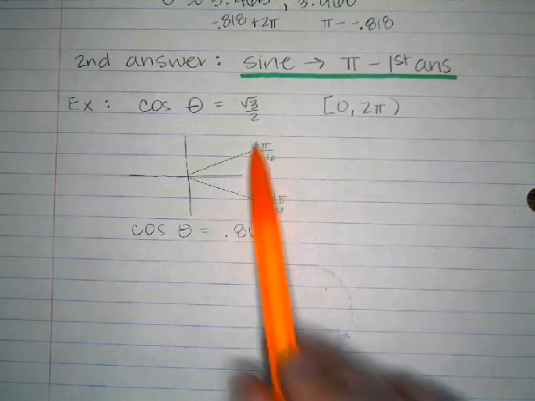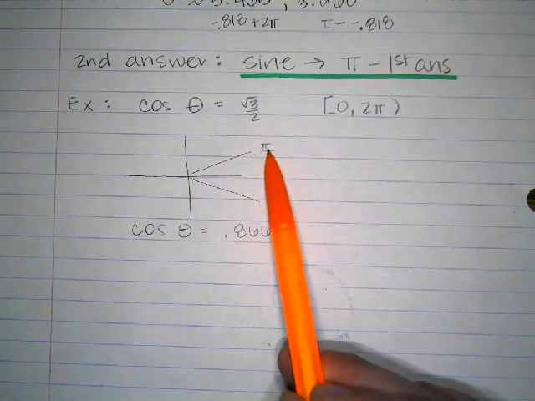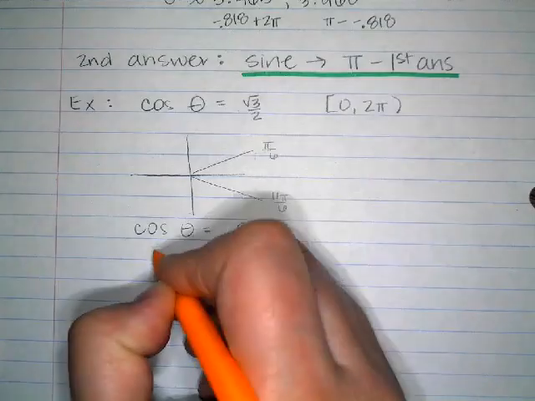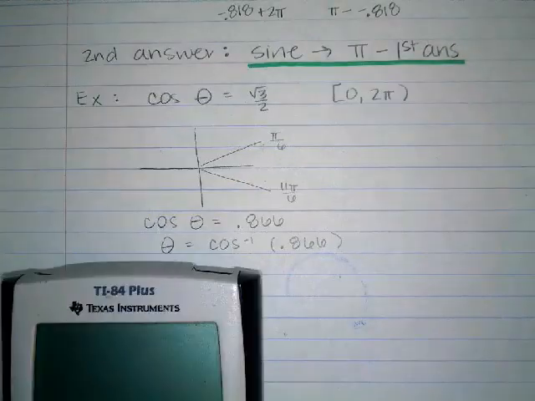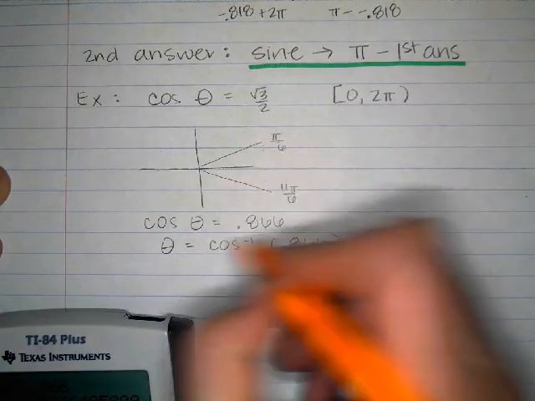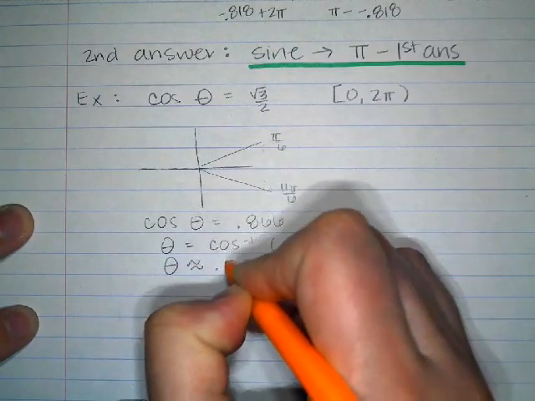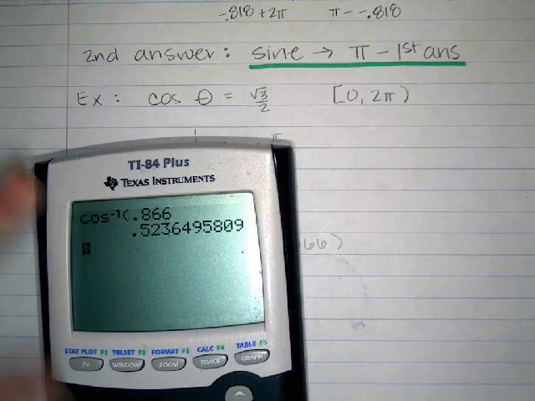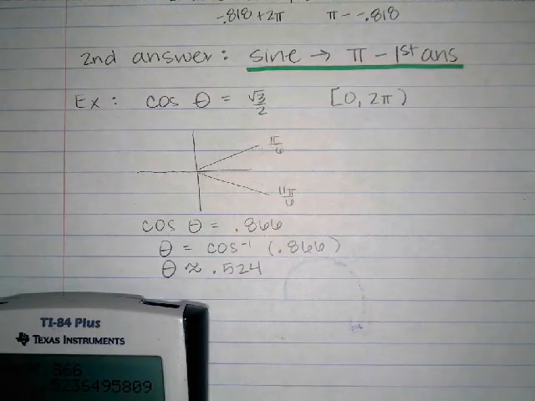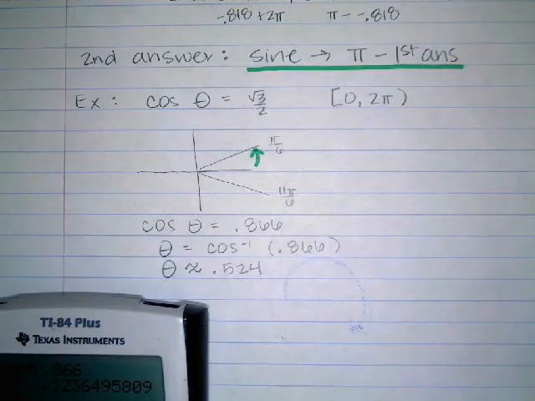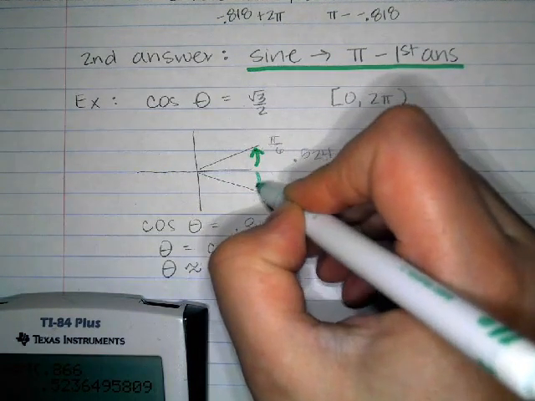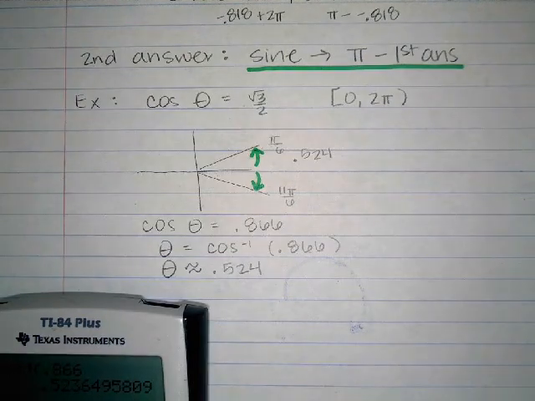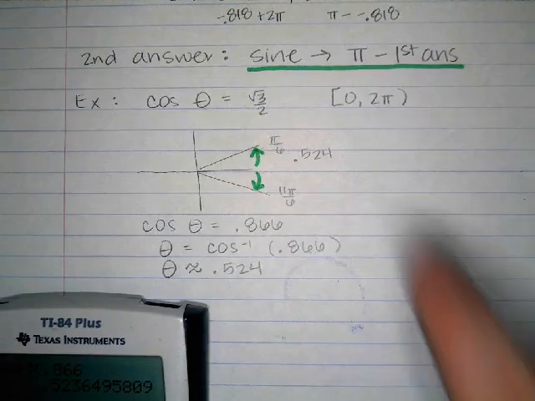Okay, so I'm going to do theta is cos inverse of 0.866. I'm only going to get the first one. So cos inverse 0.866, 0.524. So theta is 0.524. And if I double check, that 0.524 is exactly the same as pi over 6. Okay. So this is 0.524. And so that means that this measurement is also 0.524. Those are the same. But when we measure angles like 11 pi over 6, we don't measure from here down to get 11 pi over 6. We measure from here all the way around. That's how we get 11 pi over 6.